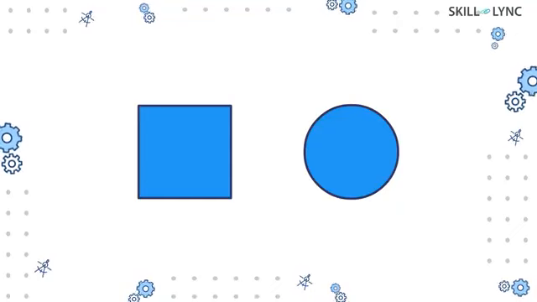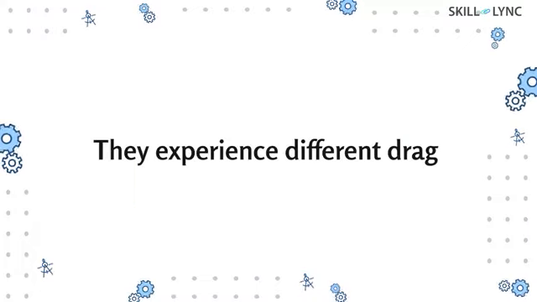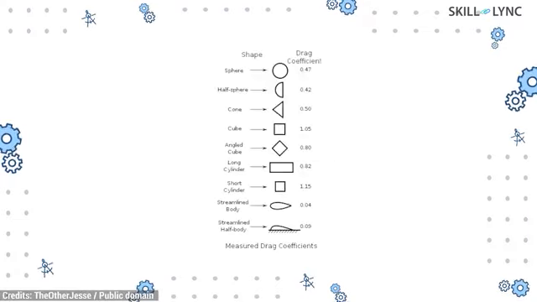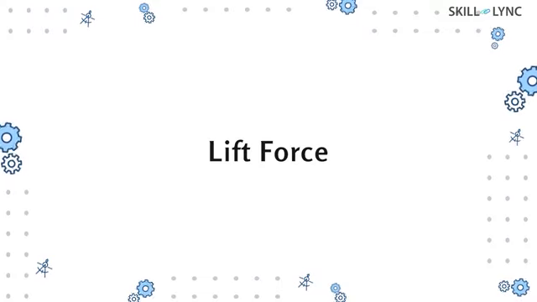Now let us take a box and sphere of the same frontal area. Even under similar conditions, the drag experienced by the two objects will be different. This is because of the shape of the object, which affects the drag coefficients. Therefore, the drag coefficient should be carefully considered while designing a vehicle. Now, let's discuss about lift force.